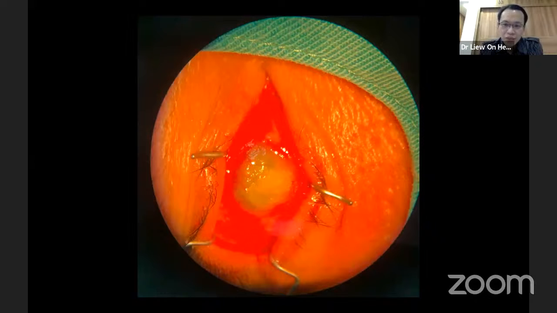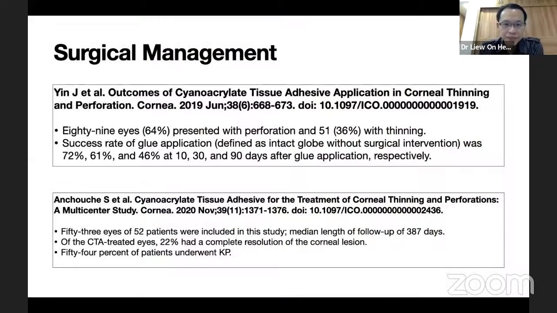You can repeat the same procedure again if you want to cover more area. So this one I did twice because I couldn't cover up the whole thinning area. So the outcome is pretty good.